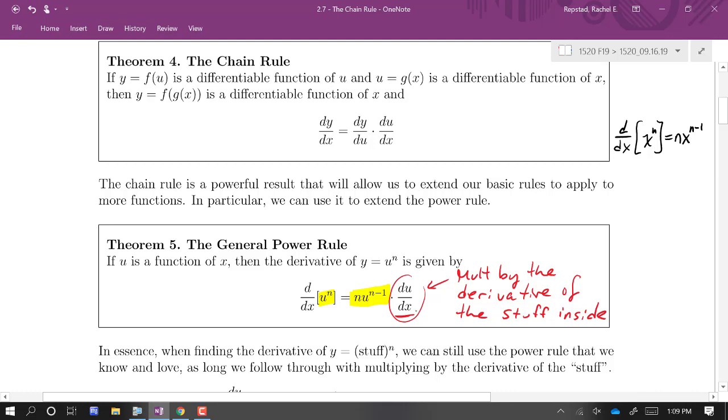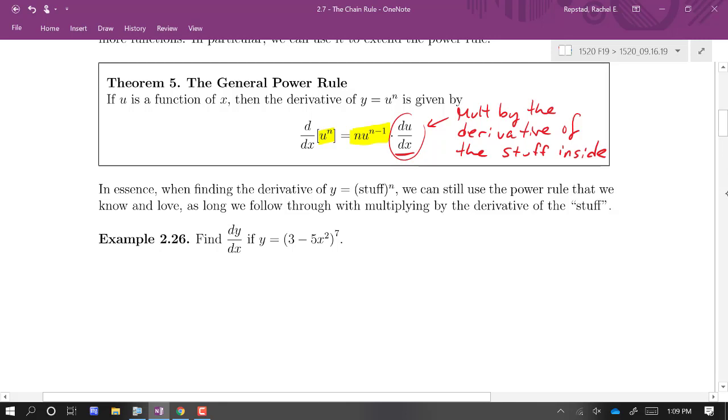This is the chain rule. That times du dx is where we apply the chain rule. Applying the chain rule is what allows us to use that super convenient power rule on stuff that isn't just of the form x to the n. So as an initial example, we're going to find the derivative of this function, y equals 3 minus 5x squared, parentheses, all to the 7th power.